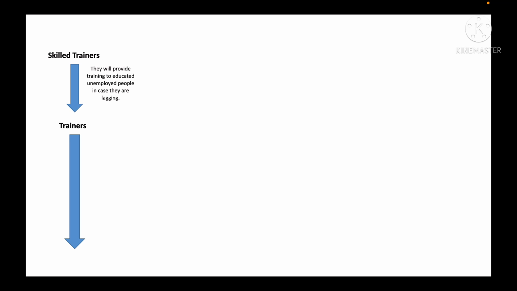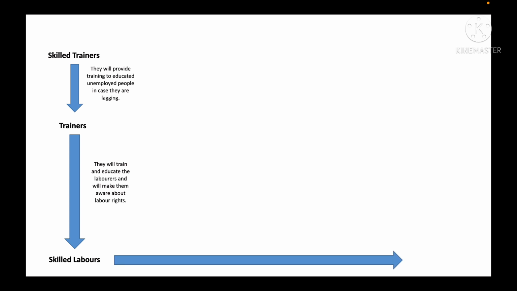The sub-policy that we talked about, which aims to train young people to act as trainers at the district LOP headquarters, needs a little more explanation. The state headquarters will provide skilled trainers to train the future trainers. These trainers will train and educate the laborers and will make them aware about labor rights. The skilled laborers will then be allocated to respective industries upon demand.